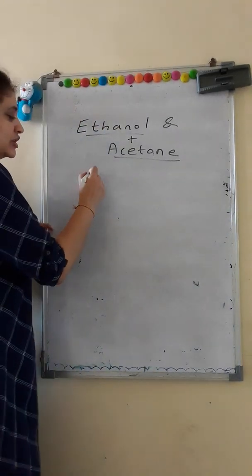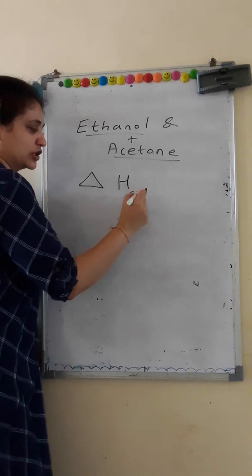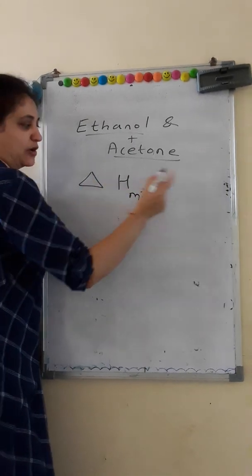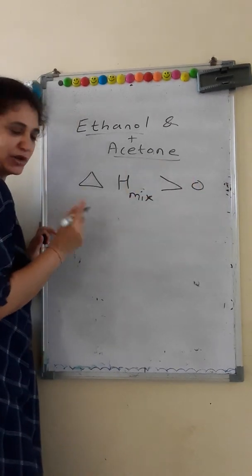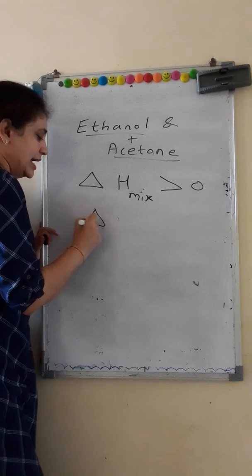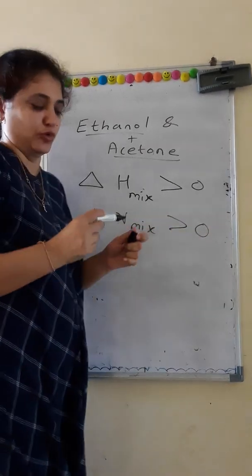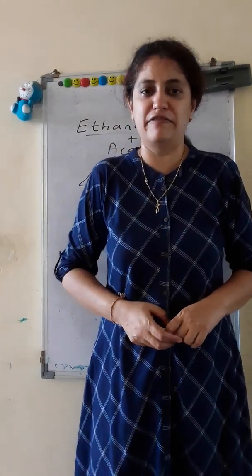For positive deviation from Raoult's law, delta H of solution or delta H of mixing two liquids will be greater than 0 because it is positive deviation, and delta V of mixing also will be greater than 0. So we'll stop here today and we'll continue with negative deviation tomorrow.